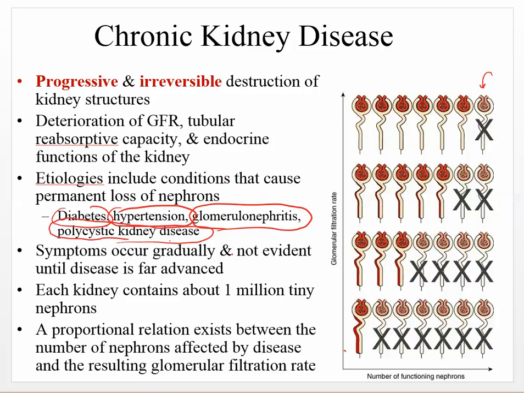The symptoms occur gradually, not evidenced until the disease is quite far advanced. Each kidney contains about 1 million tiny nephrons, and you lose them just sort of one by one. A proportional relation exists between the number of nephrons affected by the disease and the resulting glomerular filtration rate. So that's what I mentioned earlier. If you don't have the nephrons to filter it, then you're going to have a lower filtration rate.